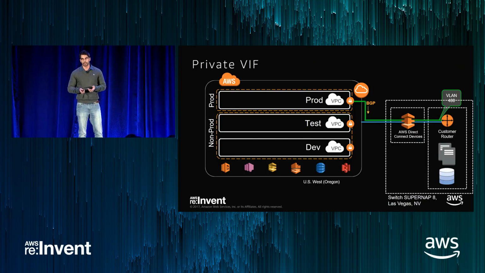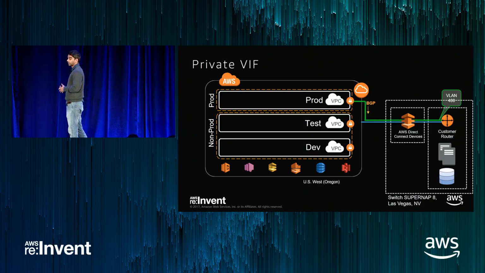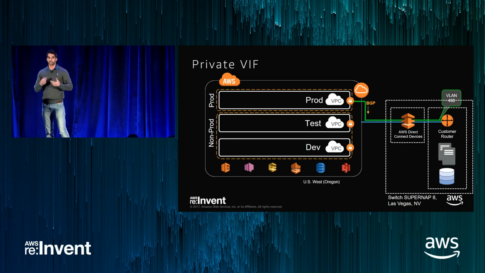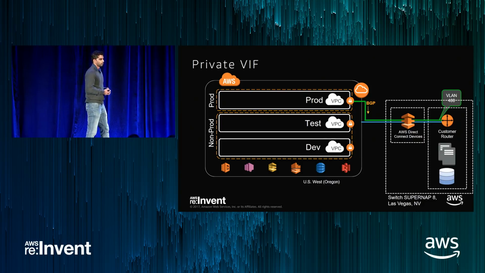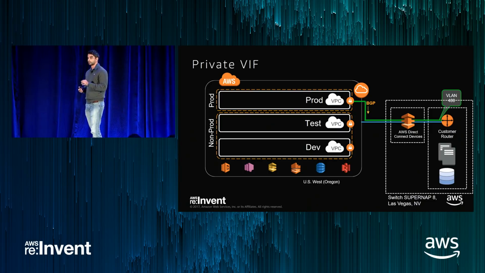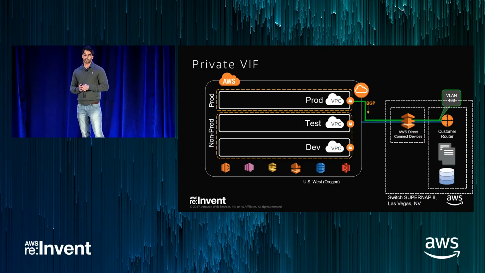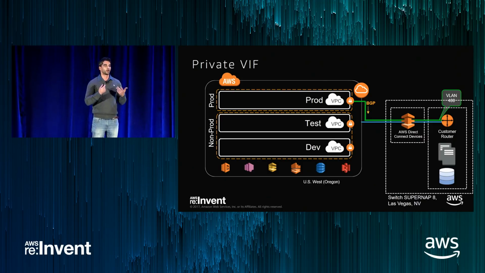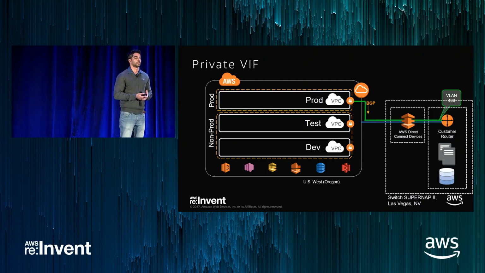Over the eBGP session, AWS devices will advertise to you the VPC CIDR range. And what you advertise to us is up to how you configure BGP at your end. But remember that a VPC has a limit of 100 routes when it comes to dynamic routes, and that limit applies to Direct Connect as well. So you might want to summarize your routes or even advertise a default route if that fits your use case.